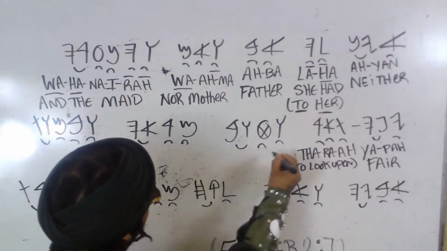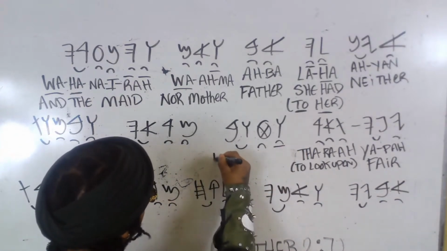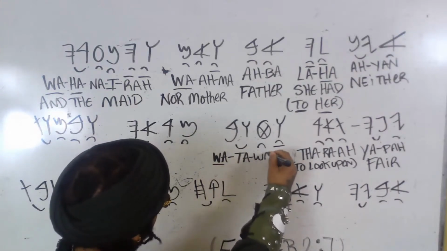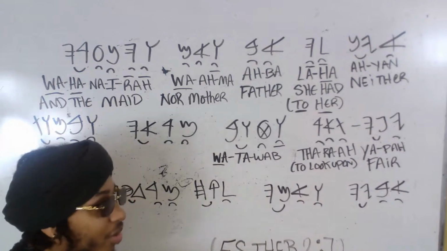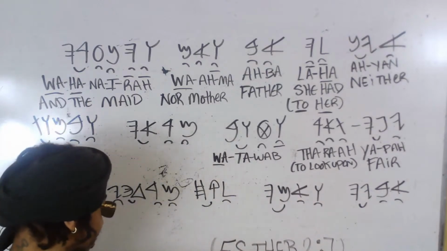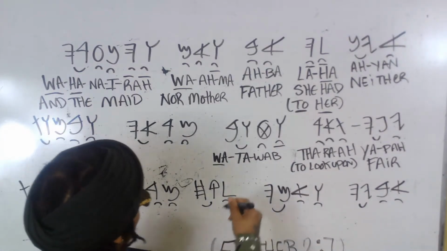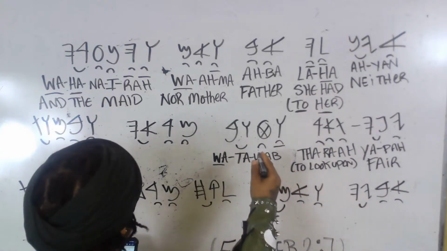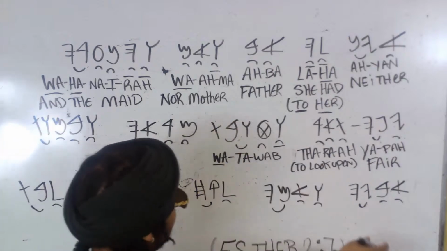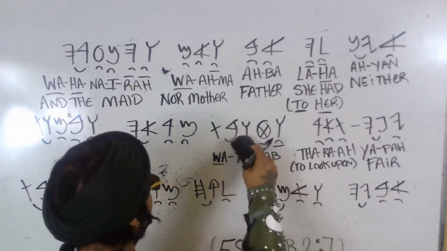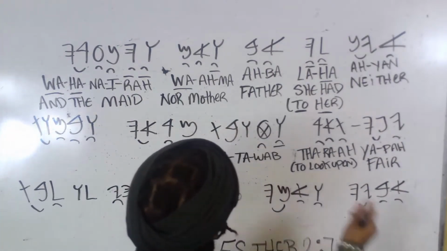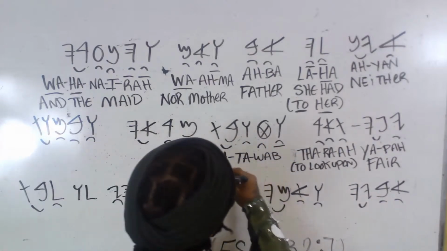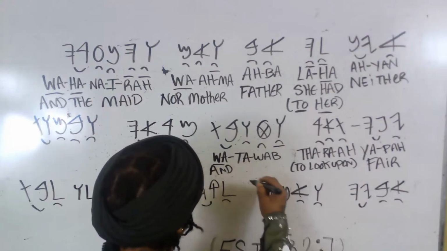Wa to wa. Wa at the beginning of a root word, right? Meaning and. Then to wa, we know that means good. Fair to look upon and good. But in this case, okay, this word was wa tawaba. Wa tawaba. Right? It's saying and beautiful.